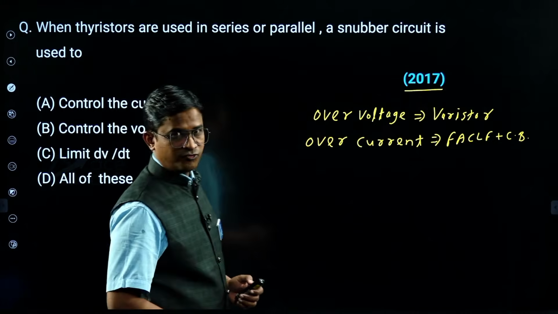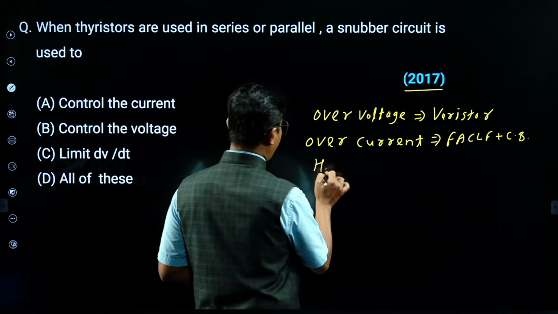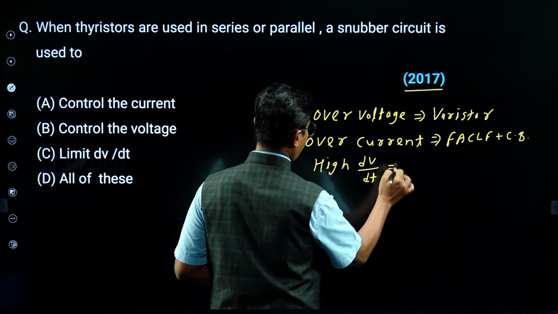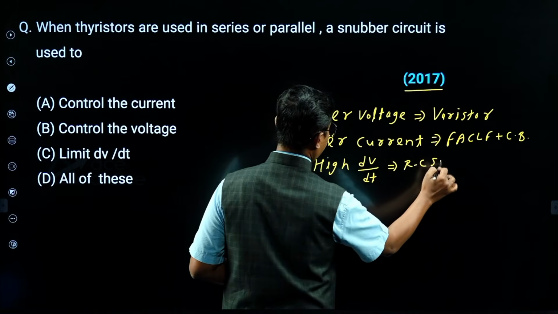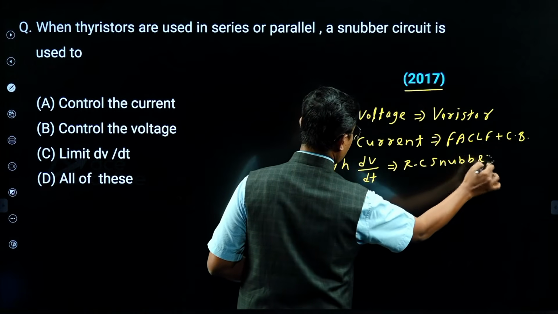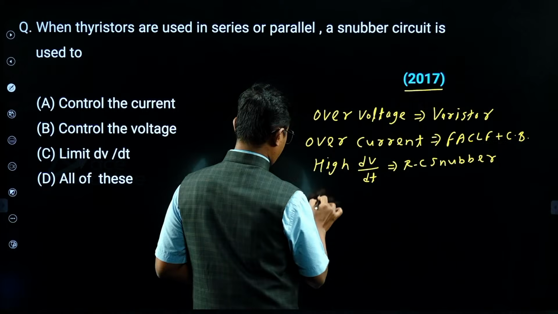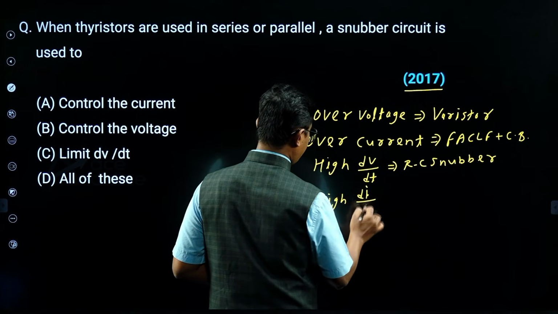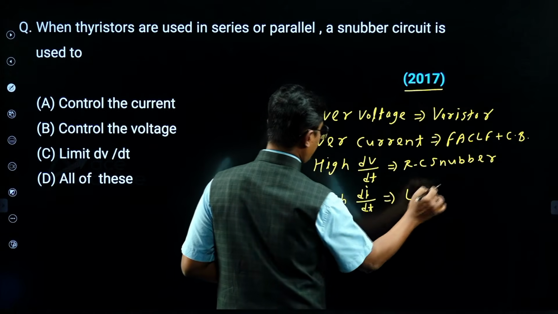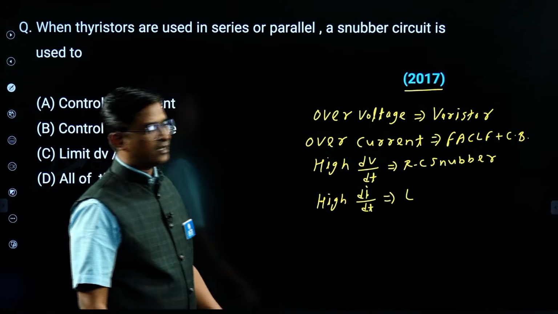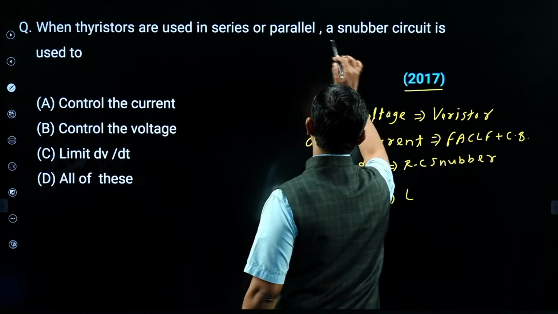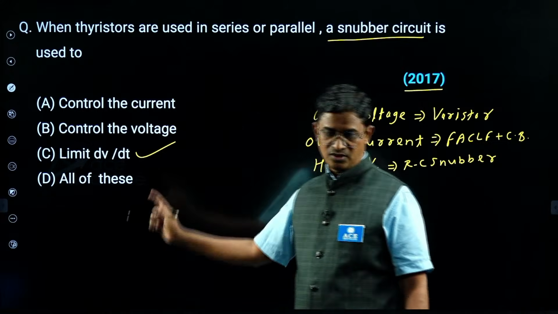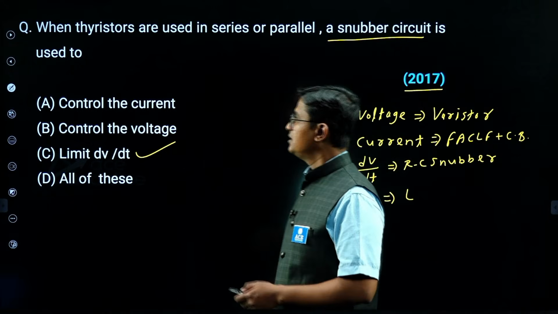Next, for high dV by dt, RC snubber, and for high di by dt, inductor, right? So here they are asking about the snubber circuit. The snubber circuit is used to limit the dV by dt. All right, to limit the dV by dt.